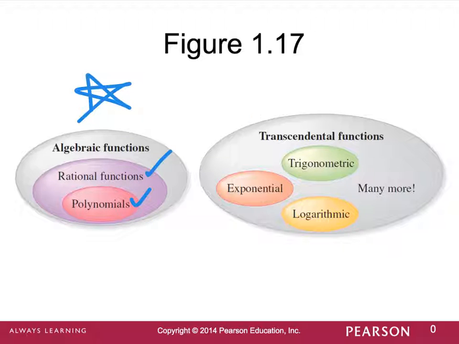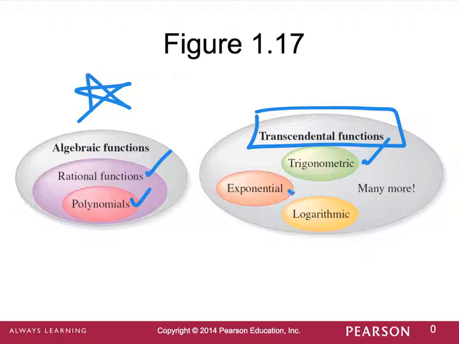Then we have functions called transcendental functions. They transcend arithmetic and they give us these unique types of functions that act outside of those four arithmetic operations. So things like trigonometric functions, exponential functions, logarithmic functions, and there are some other screwy ones, like inverse trig functions and so on. But these are called transcendental functions.